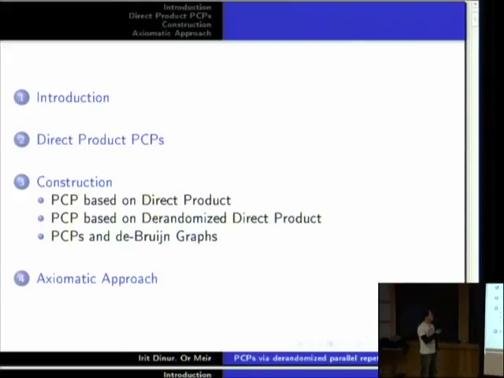And then I'll go to direct product PCPs, which is part of the title. I'll explain what they are, why they are interesting, and what this approach is. And then finally, after a long introduction, I will get to the construction of PCPs. And if time allows and you won't be too tired, then I'll get to an axiomatic approach, which means that our construction can be generalized to a family of PCPs, the family of all PCPs that satisfy four basic axioms. And I will get to that if you want and we have time.